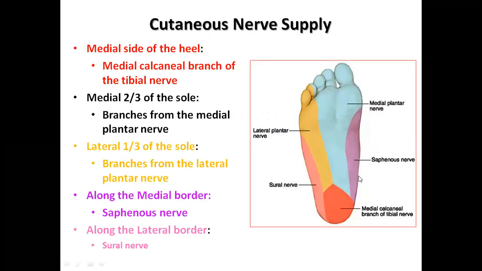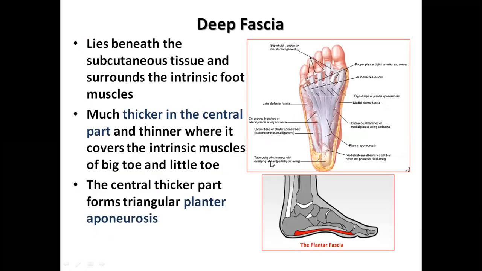Now let us see the cutaneous nerve supply. The medial side of the heel is supplied by the medial calcaneal branch of tibial nerve. Medial two-thirds of the sole gets branches from the medial plantar nerve, which is shown in sky blue color over here. The lateral one-third of the sole is supplied by branches from the lateral plantar nerve. Along the medial border, we have the saphenous nerve, and along the lateral border, we have the sural nerve.